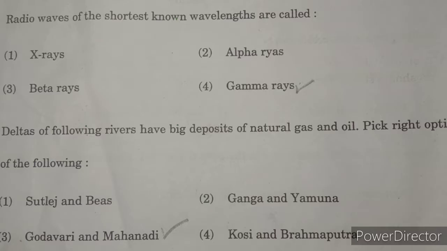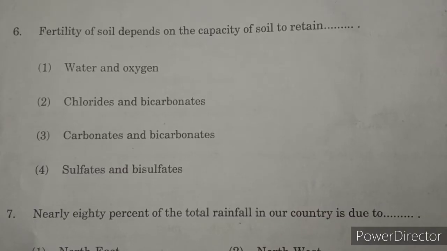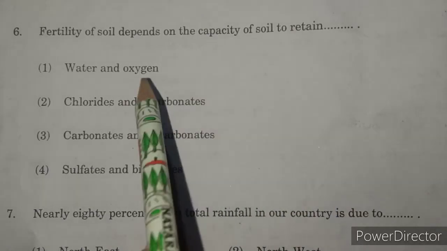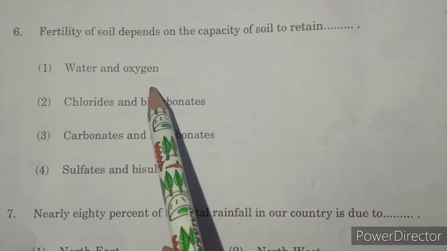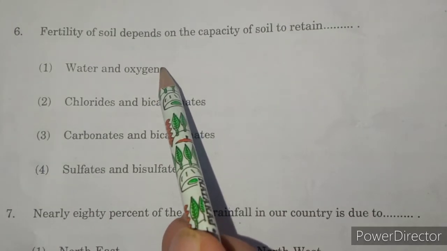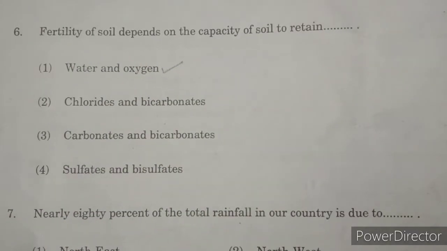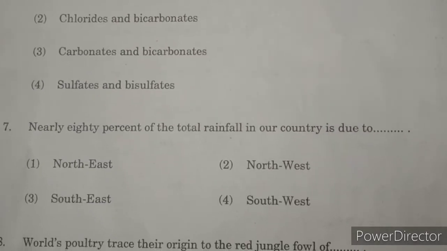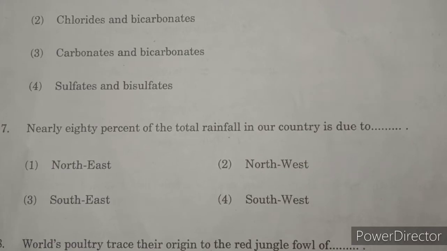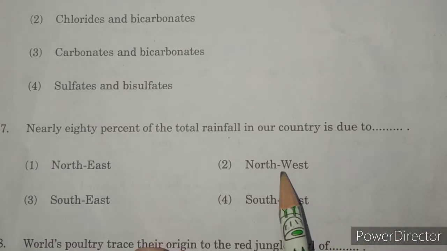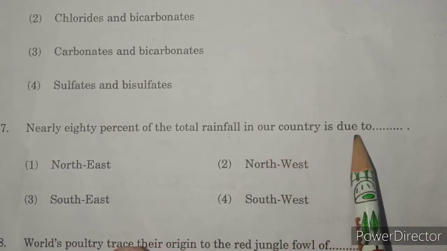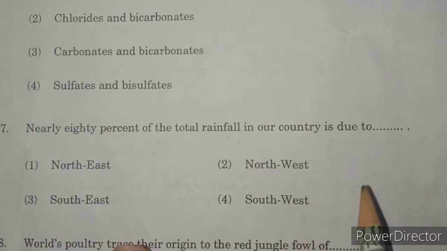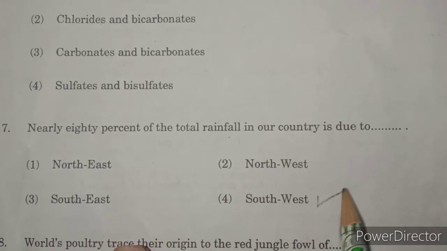Next question. Fertility of soil depend on capacity of soil to retain. First is correct answer, water and oxygen. Next question. Nearly 80% of the total rainfall in our country is due to. Answer is southwest.